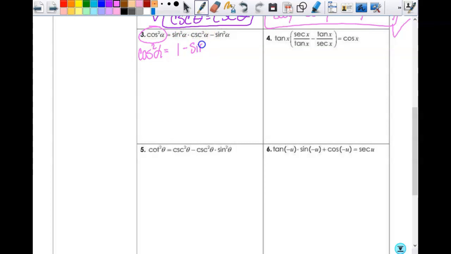Minus sine squared alpha. So then cosine squared alpha equals what? Cosine squared alpha. Yep.